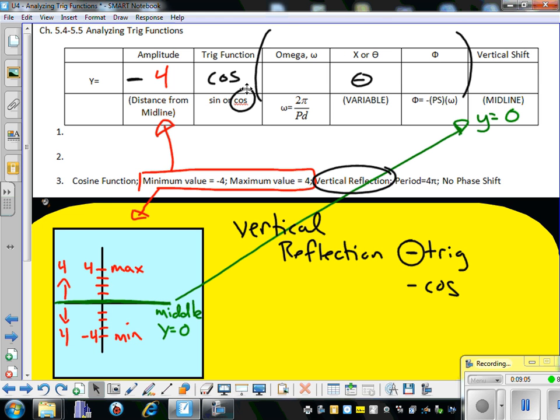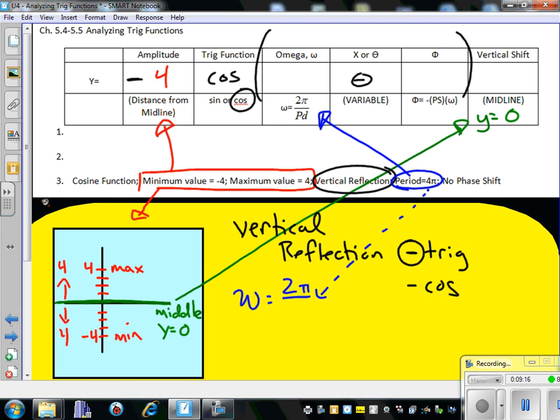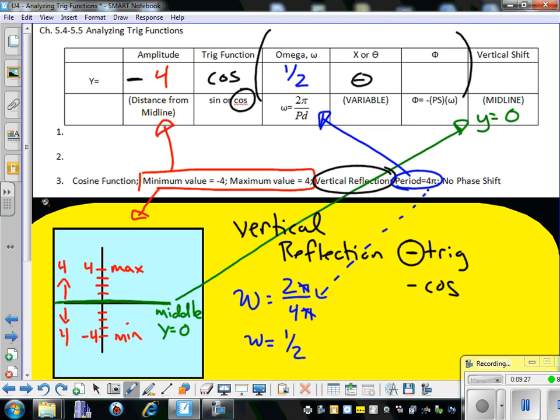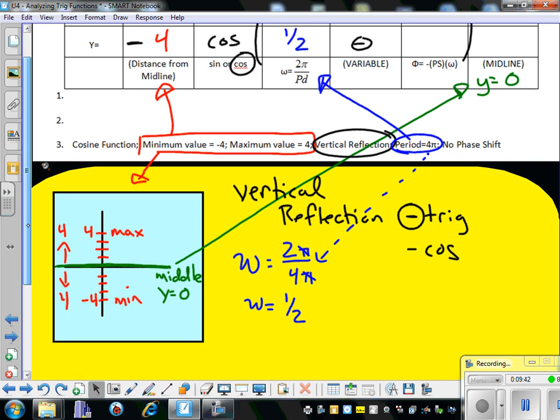Now it tells us our period is 4 pi. Well, period goes with omega, so omega equals 2 pi divided by our 4 pi here. So it's going to be 2 pi divided by 4 pi. The pi's will cancel out, and 2 divided by 4 is 1/2. So our omega is 1/2. Now it says we have no phase shift, so we won't have anything in there for phi. So writing our final equation here, taking out each little part, we will have y equals negative 4 cosine, parentheses, 1/2 theta. And that'll be our final answer here.